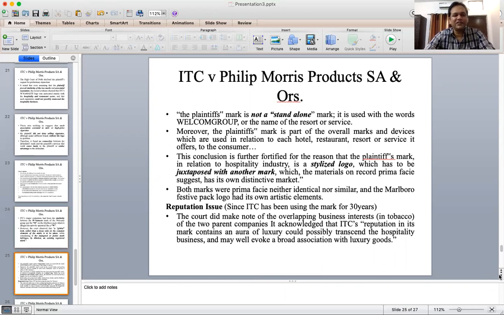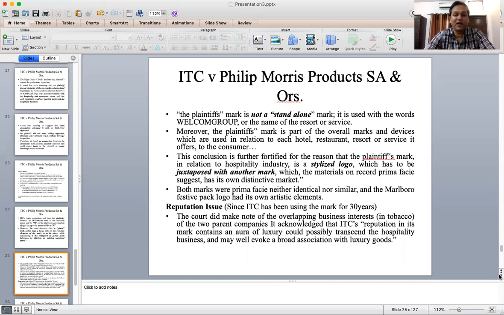So what was the nature of this very mark? We have 5 minutes left, so I just want to wrap it up and then we will continue further. If you go by the nature of this very mark, you will find that it is not a standalone mark. It is not only the word which is there, there are words as well as some other ingredients. So the plaintiff's mark is not a standalone mark. It is used with the words Welcome Group or the name of the resort or service.